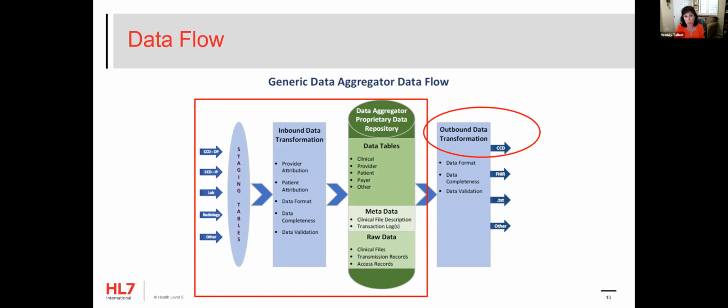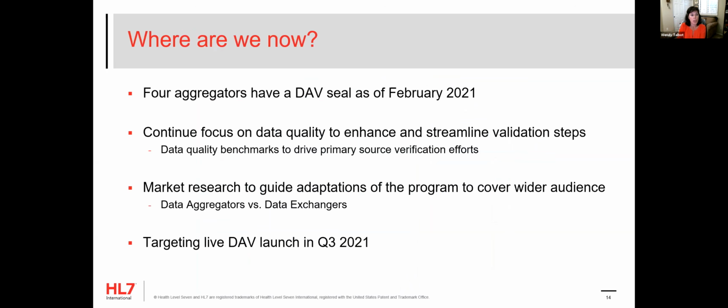And we do the primary source verification. So have the aggregator provide the actual screenshots from the EMR to ensure that they're truly matching what's in that output file. So an aggregator has to pass both of these. It's not one or the other. They must go through both components in order to receive that validation seal.